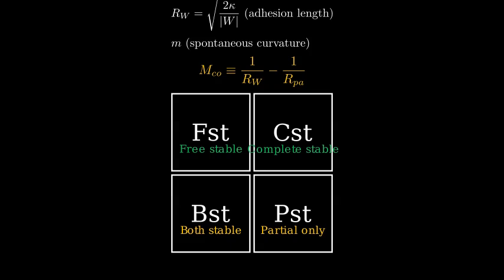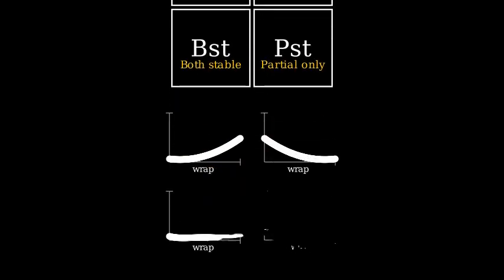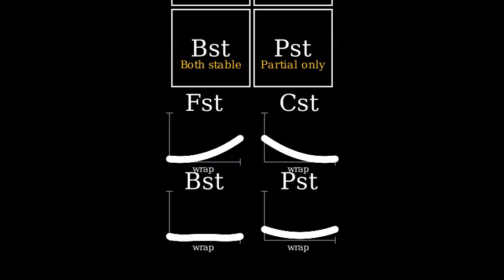Let's map them conceptually. The local energy landscape reflects these regimes. In FST, the energy has a single minimum at free and a maximum at complete. In CST, it's the opposite. In BST, both free and complete are minima separated by a barrier. In PST, only the partial state is a minimum. Free and complete are maxima.